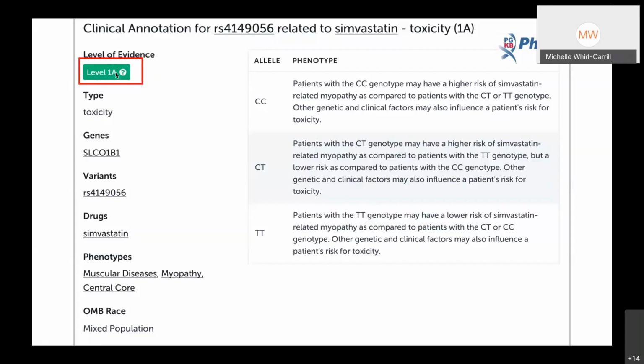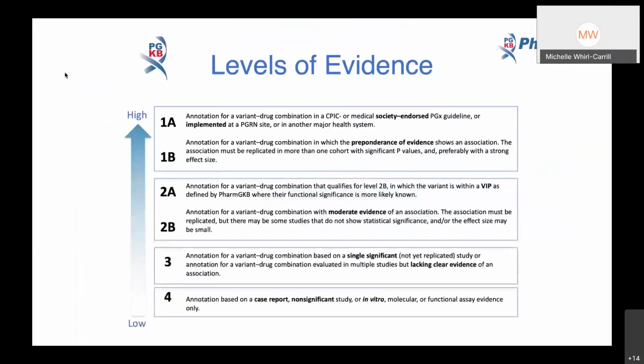And on our website, we also have a paper published about this. You can see our definitions for our levels of evidence. Basically, a level 1 is the highest level, and a level 4 means we don't have very much information about how sure we are about this association. And level 1A means that we know that a guideline has been published, or that an FDA label has a recommendation for using this genotype. We know that people are actually implementing that.